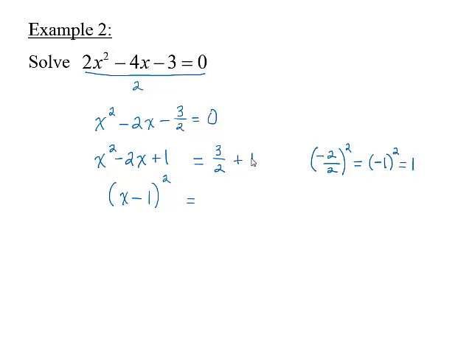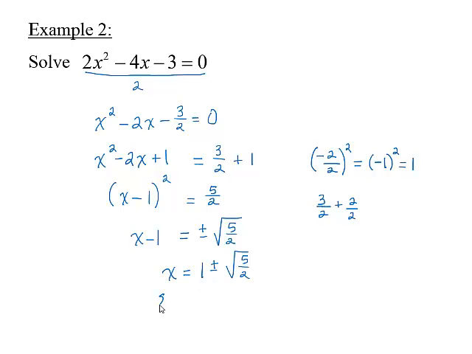3/2 plus 1 is the same as 3/2 plus 2/2, or 5/2. Applying the square root property, we get x minus 1 equals plus or minus the square root of 5/2. Now we add 1 to each side to get 1 plus or minus the square root of 5/2. For the purposes of this course, we can leave it in that form: 1 plus or minus the square root of 5/2.